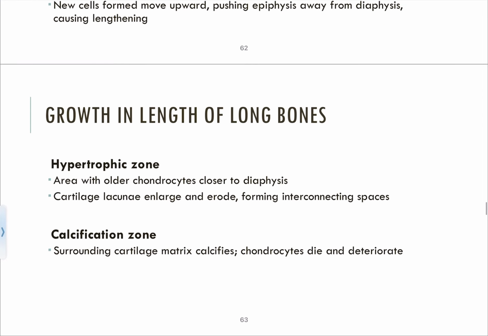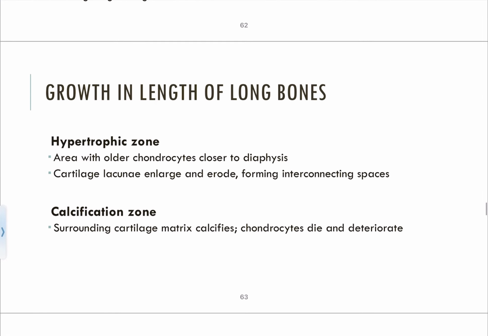Then we have what's called a hypertrophic zone, where the older chondrocytes that are closer to the diaphyses are going to be. And what are they going to do? The cartilage lacunae, they're going to enlarge or hypertrophy and eventually erode. And that's going to form those interconnecting spaces, or the trabeculae.